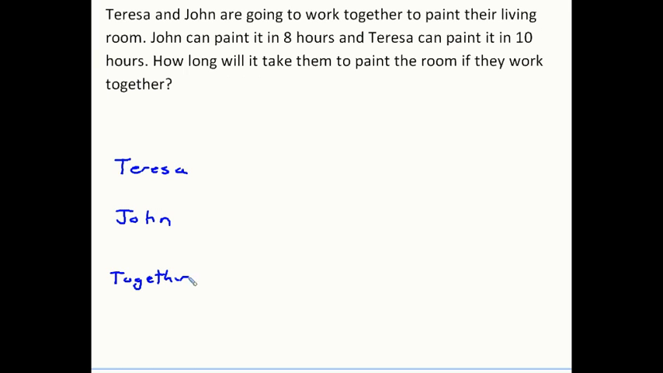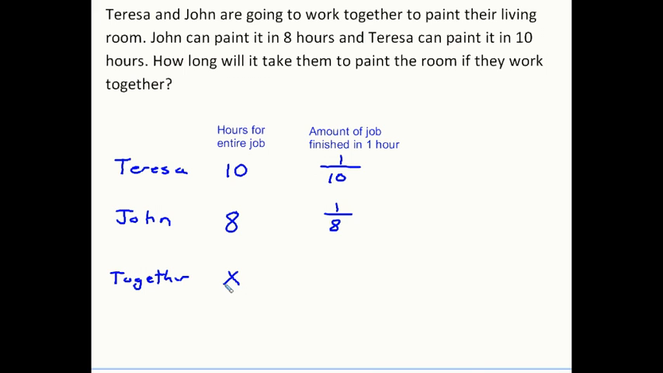We're going to check out how long it takes them to do the whole job, and then we're going to figure out how much they finish in 1 hour. And so Teresa can do it in 10 hours, which means she can get 1/10 of the job done in 1 hour. John could do it in 8 hours, which means he could finish 1/8 of the job in 1 hour. And we want to figure out how long it will take them together. So that's our variable, x, and they're getting 1/x done per hour.